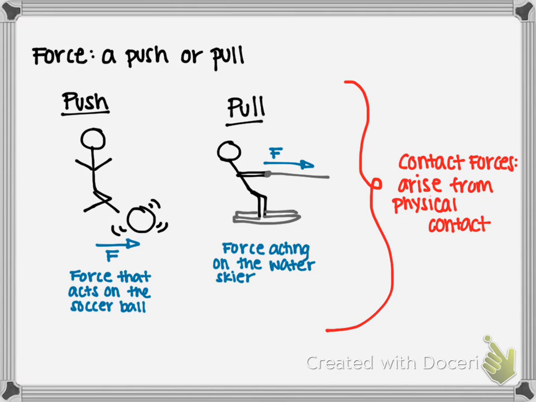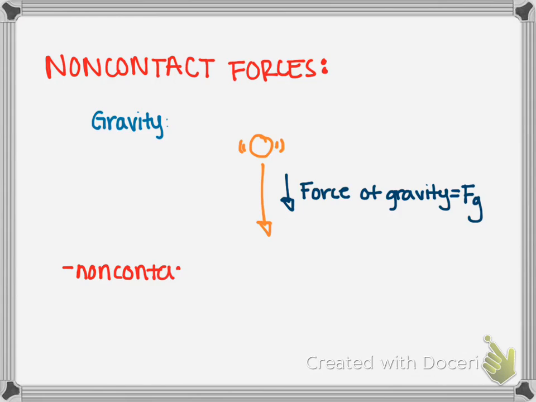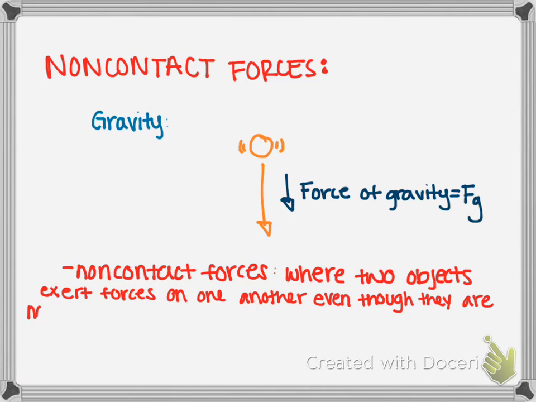the two objects. And because we have contact forces, we can also have non-contact forces. An example of non-contact forces can be gravity pulling down on a ball. So this shows you the force of gravity, or Fg. And we can now define non-contact forces as where two objects exert forces on one another without actually touching each other. Other examples of non-contact forces include electromagnetic forces, weak nuclear force, and also strong nuclear force.